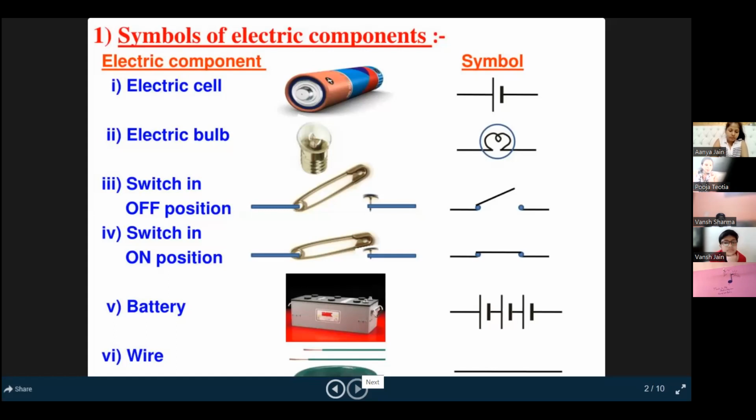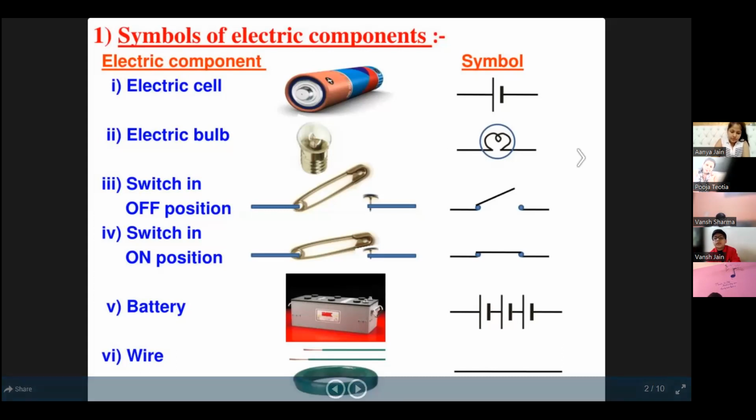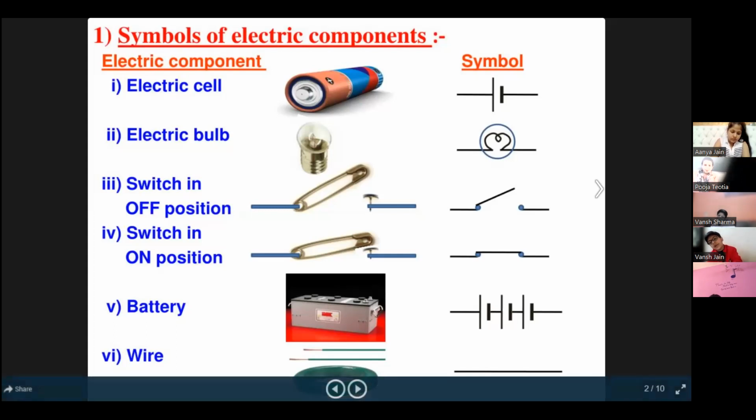Children, if the question comes to draw the battery of 4 cells, then what will you do? You will be adding like 1, 2, 3. We make the symbol of the cell 4 times. Okay. And do you know what this smaller line shows? Negative. Yes, the smaller line is showing the negative part.